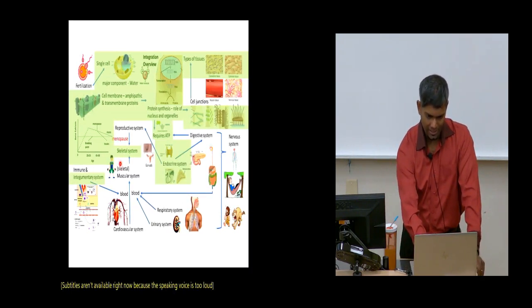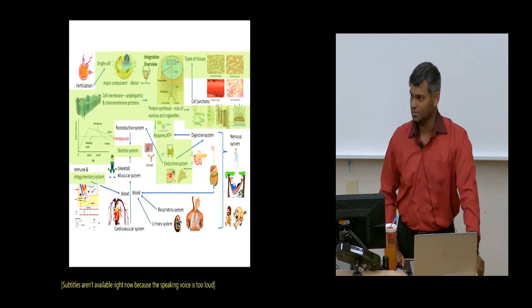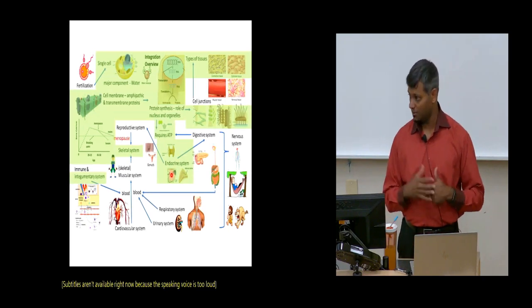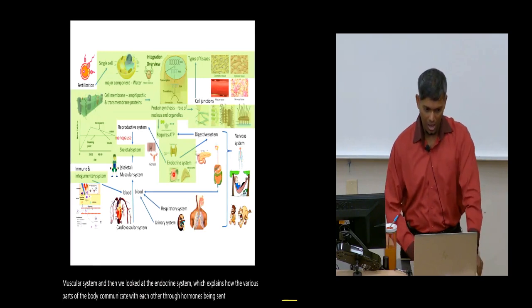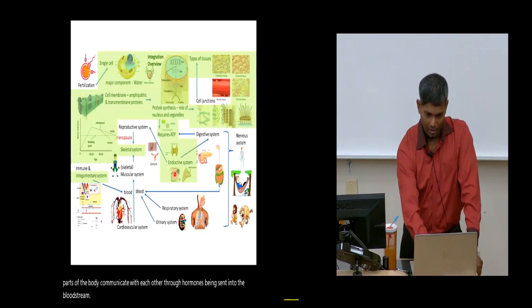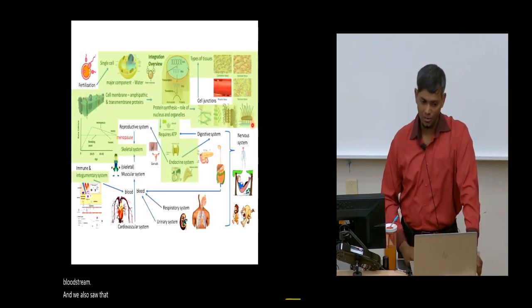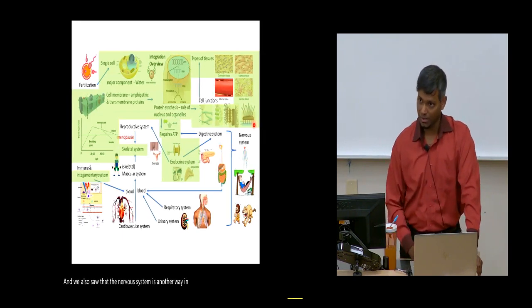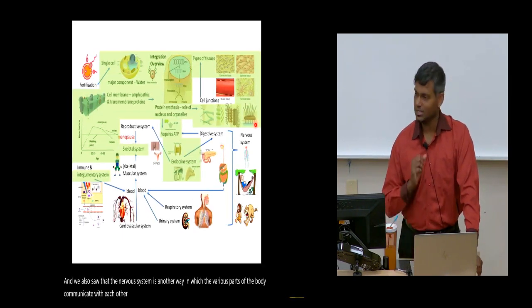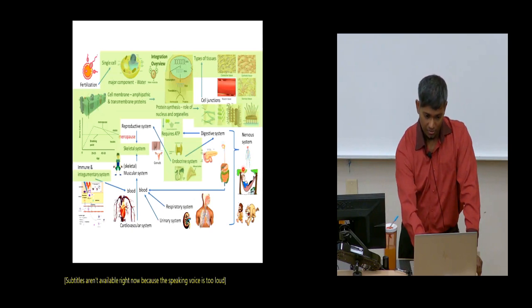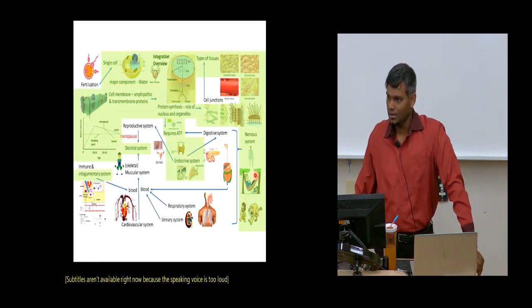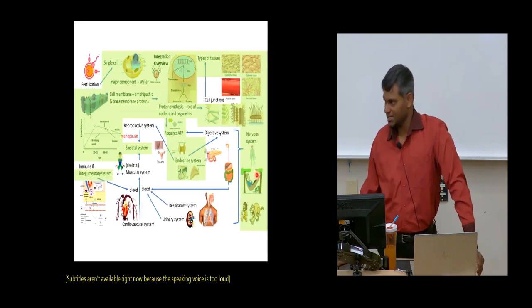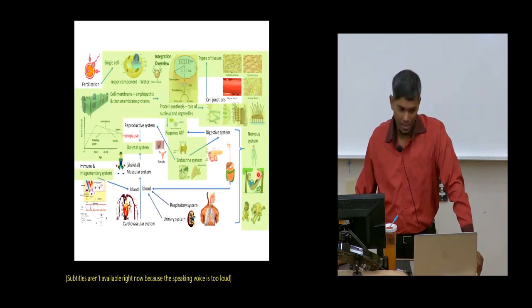And then we looked at the endocrine system, which explains how the various parts of the body communicate with each other through hormones being sent into the bloodstream. And we also saw that the nervous system is another way in which the various parts of the body communicate with each other through signals sent through the nerves. And then yesterday we looked at the differences between the sympathetic and the parasympathetic division of the autonomic nervous system.